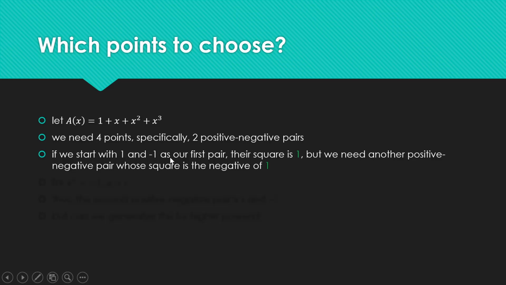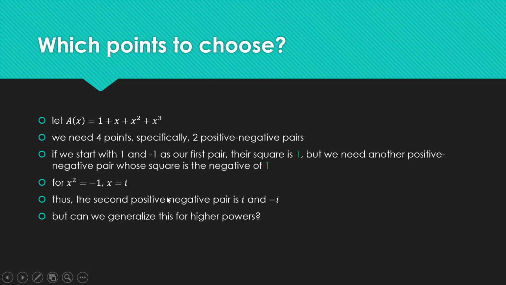If we start with 1 and negative 1 as our first pair, their square would be 1. But that's just two points, so we need one more pair. We need another positive-negative pair whose square is the negative of 1. So what is the number whose square is the negative of 1? That would be the imaginary number. Thus, the second positive-negative pair is i and negative i.